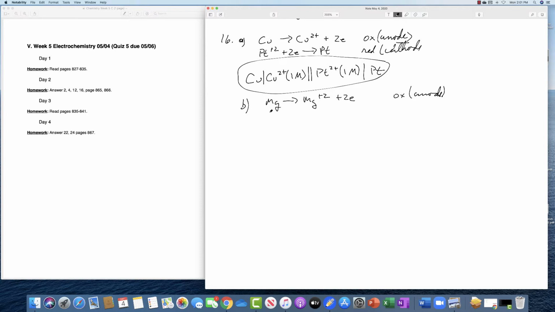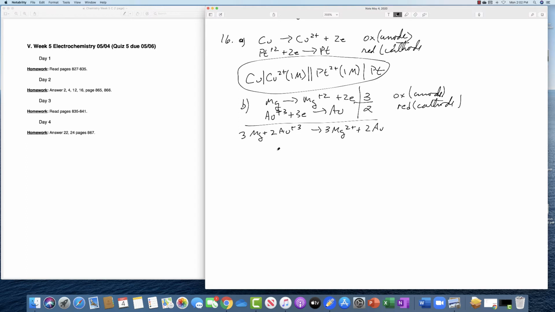And then the cathode is the gold ion gaining 3 electrons and going to form gold. And this is the reduction side, or the cathode. Now, in order to balance this, you would have to multiply this top equation by 3 and the bottom by 2. So the overall reaction that's occurring looks like so, with 3 times magnesium plus 2 times gold ion goes to form 3 magnesium ions plus 2 gold atoms.